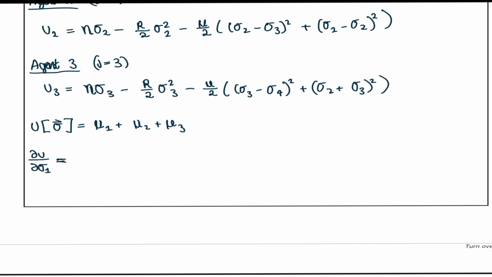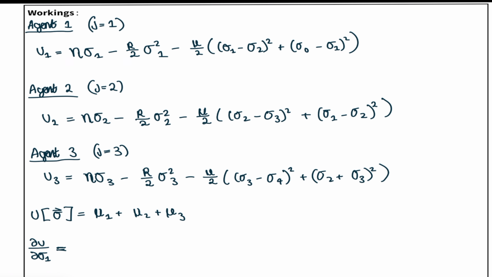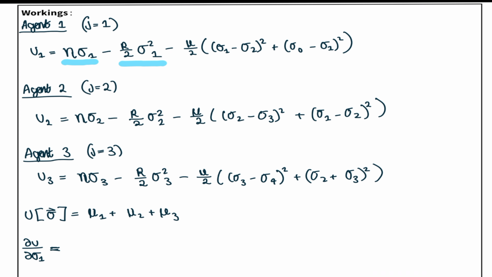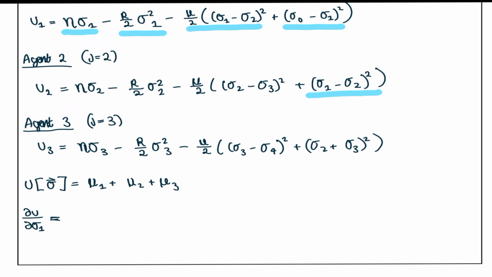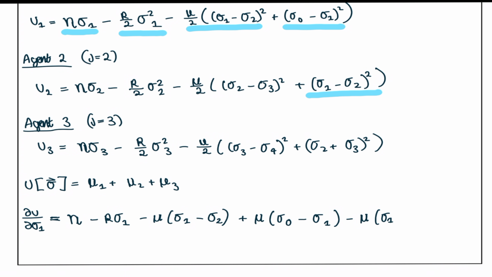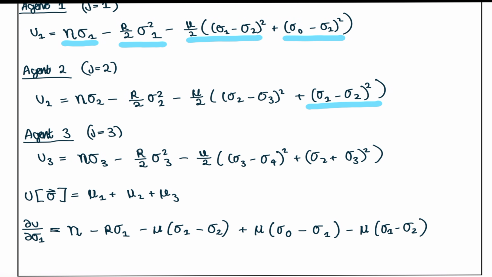What that means is we now need to look at which of these have sigma 1 in them. So we have eta sigma 1, r over 2 sigma squared 1, all of this and all of this, and we also have this. So if we differentiate this, we get eta minus r sigma 1 minus mu brackets sigma 1 minus sigma 2, and then plus sigma 0 minus sigma 1, and then minus sigma 1 minus sigma 2. Cool. If you couldn't follow along with that.